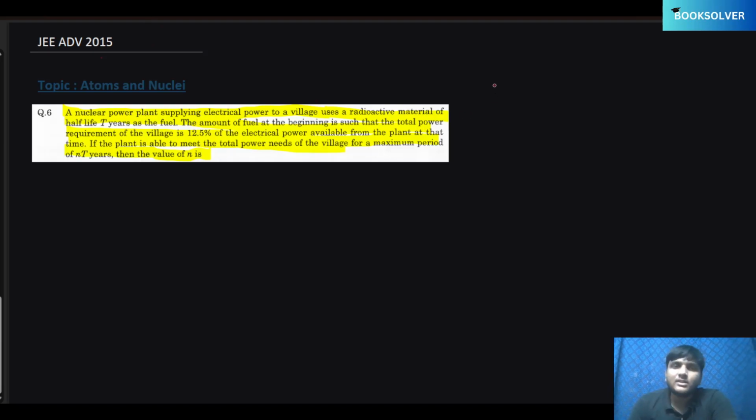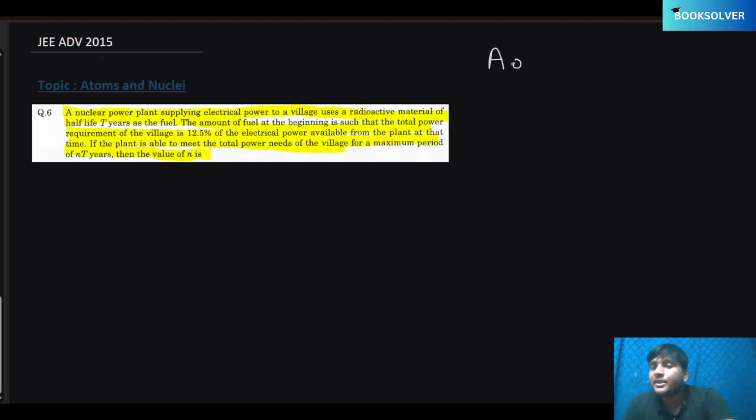So basically, first of all, let me clear this: the activity of this reaction is directly proportional to the power here, because the activity is dependent on the power. So we do not have to calculate power; we have to calculate the activity here. Let's say initially we have activity equal to A naught.